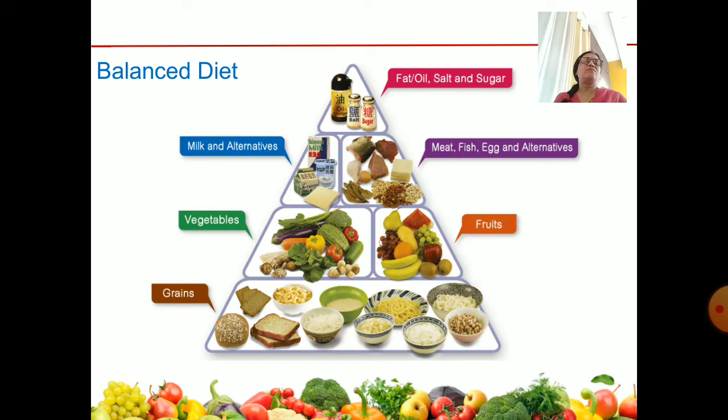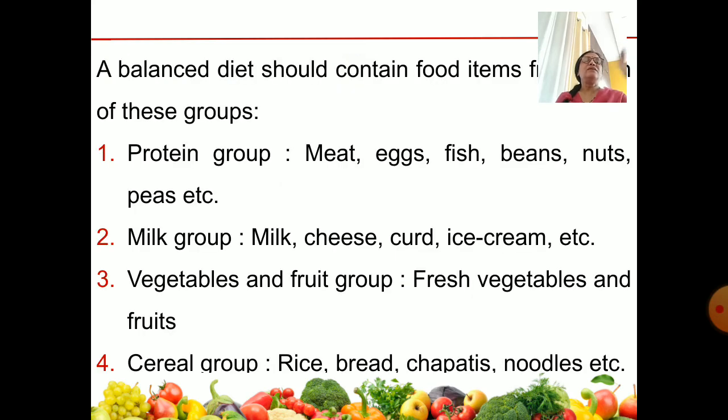See now, this is the pyramid of a balanced diet. The grains and cereals are at the bottom, then come the vegetables and fruits, then the milk and milk products, also the fish, meat, eggs. And a little of the fats, that is oil or ghee, or salt and sugar should be there, right? Now here, we should all have the balanced diet.